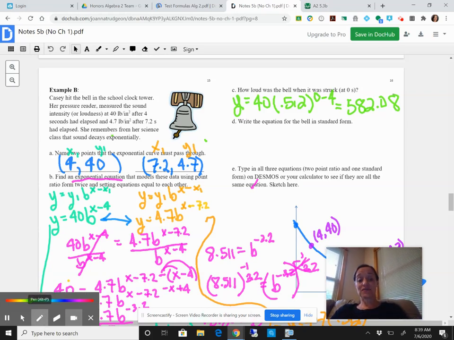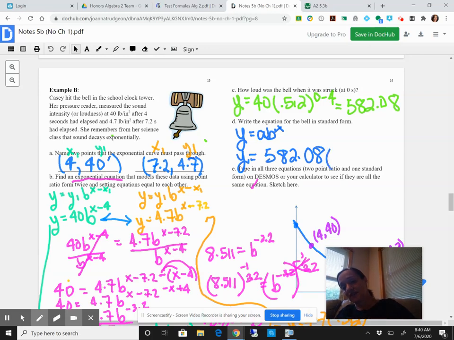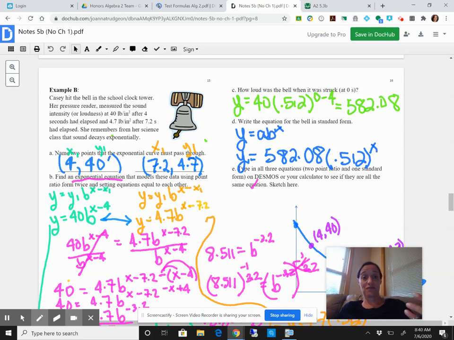And so the next question says, write an equation in standard form. Well, standard form looks like this. Y equals a b to the x. And you know a now. A is the start value at 0 seconds. How loud is it? So you can write it in standard form pretty easily if you find out what it was at 0 seconds. So y equals 582.08 times 0.512 to the x. So in standard form, we don't have that x minus whatever, x1 thing. It's just raised to the x power. That's a different form of the equation, and it's a little bit neater and nicer.